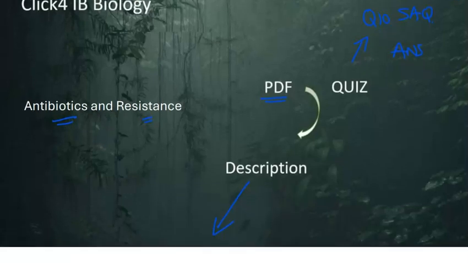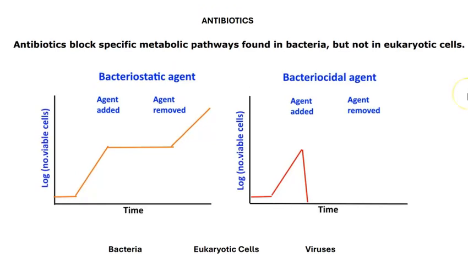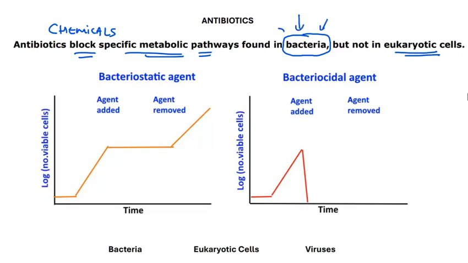So antibiotics and resistance. Antibiotics are defined as chemicals, and what they do is they block specific metabolic pathways. These pathways are those only found in bacteria, but not in eukaryotic cells like your own. And so when you take these antibiotics, they are targeting the bacterial cells on the understanding that they do not have any effect on your cells.